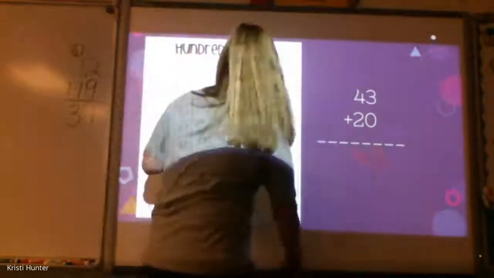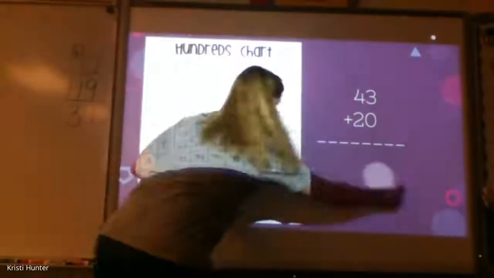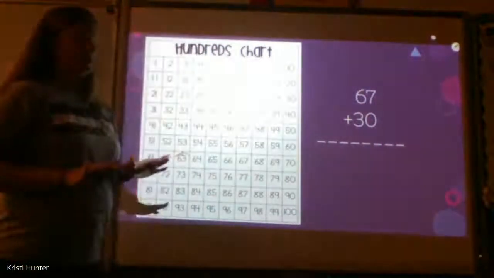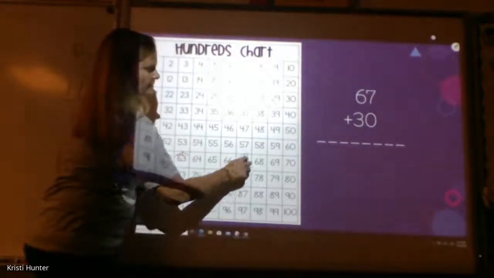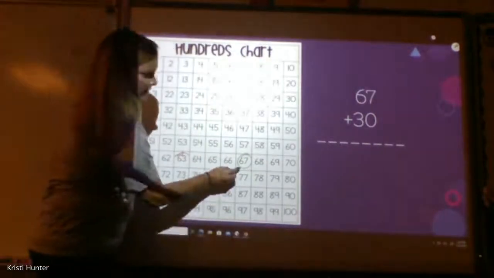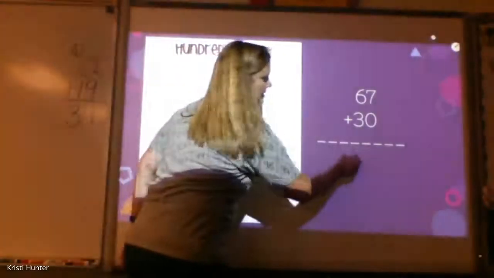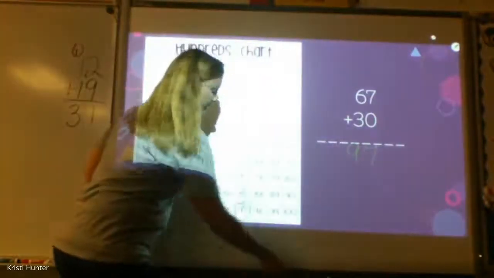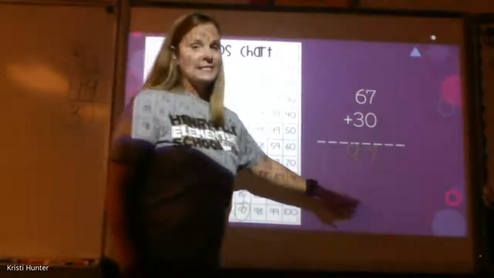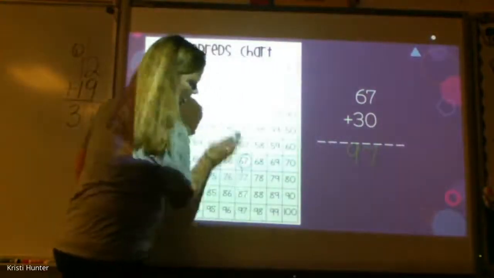Let's look at another one for some more practice. Next problem, 67 plus 30. So again, first step, find 67. I know that means 3 rows. So I'm going to go down 1, 2, 3. That means my answer here is 97. Again, if this is giving me trouble using a hundreds chart, then I'm just going to add up my ones, add up my tens. Let's look at another problem here.